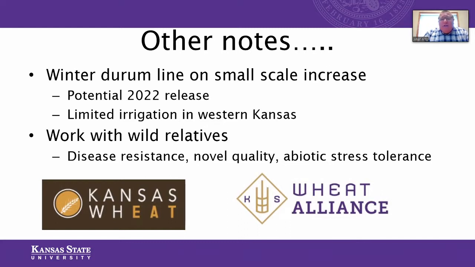Breeding is a long-term process. It's 11 years from cross to release. Bringing something out of the wild relatives into an adapted variety isn't going to happen overnight, but we feel it's important to start these processes and get these things moving forward so we have the opportunities in the future.